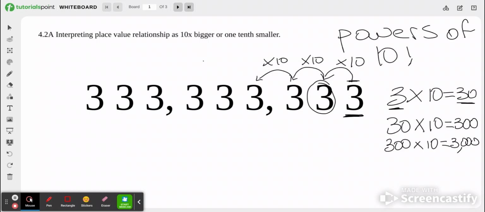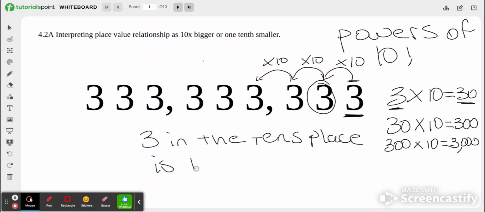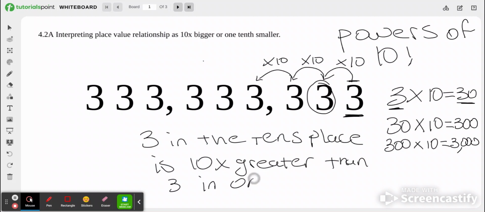So let me write that out. The 3 in the tens place is going to be 10 times greater than the 3 in the ones. And that's going to be true for every place value to the left. It's always going to be 10 times greater than the place value to the right of it. Okay? And so just the opposite is true.